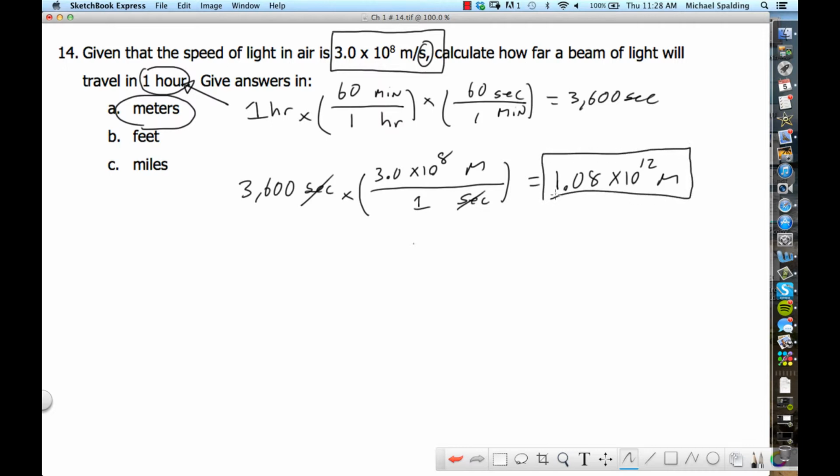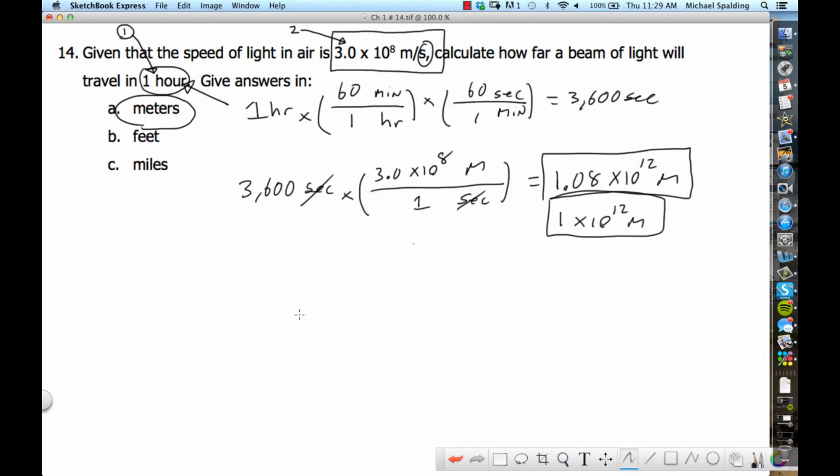However, guys, paying attention to sig figs, look here. What did we do? Did we add, subtract, multiply? Multiplying. What's the rule for multiplication? Least number of sig figs. The least number of sig figs from the problem. How many sig figs does this number have? 2. How many sig figs does this number have? 1. So we should round the answer to how many sig figs? 1. So this would just be 1 times 10 to the 12th meters. Did I do that in my answer? Correct number of sig figs?